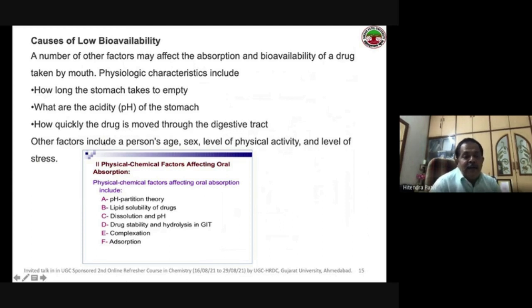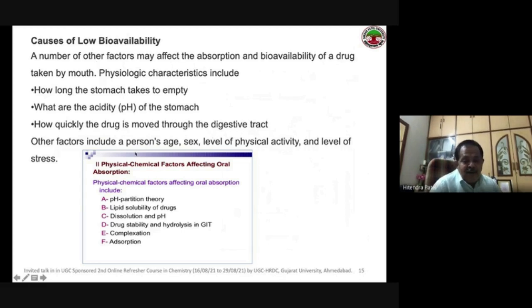Other factors also include the person's age as well as sex, the level of physical activity and the level of stress. So according to these parameters, we can have different kinds of causes of low bioavailability. Sometimes we can have a high bioavailability, or sometimes we can have a low bioavailability. It depends upon the route of drug administration, and according to that we can have a target.